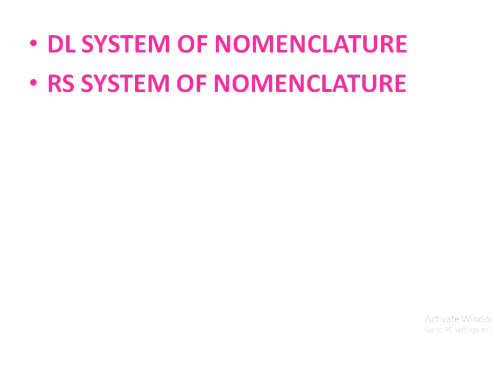Hello guys, in this session we are going to discuss configuration. In our previous video we have already discussed configuration. There are two types of configuration, that is absolute and relative, and we have discussed them with examples, so please go through it if you have any doubts. So let's begin a new topic: DL system of nomenclature and RS system of nomenclature.